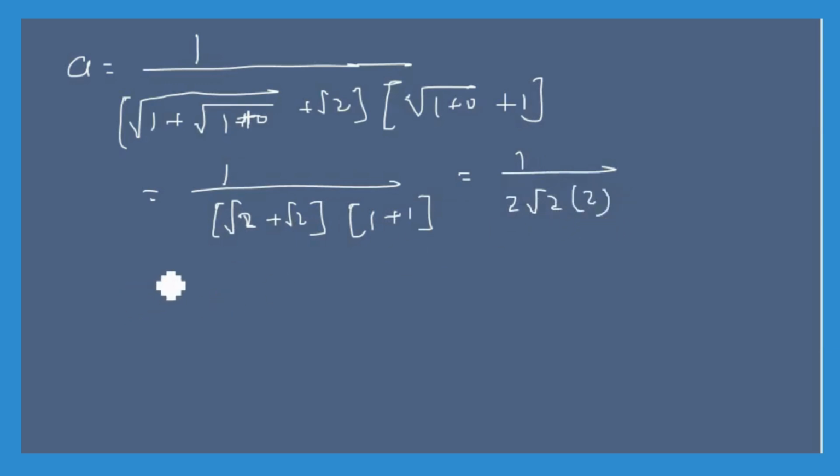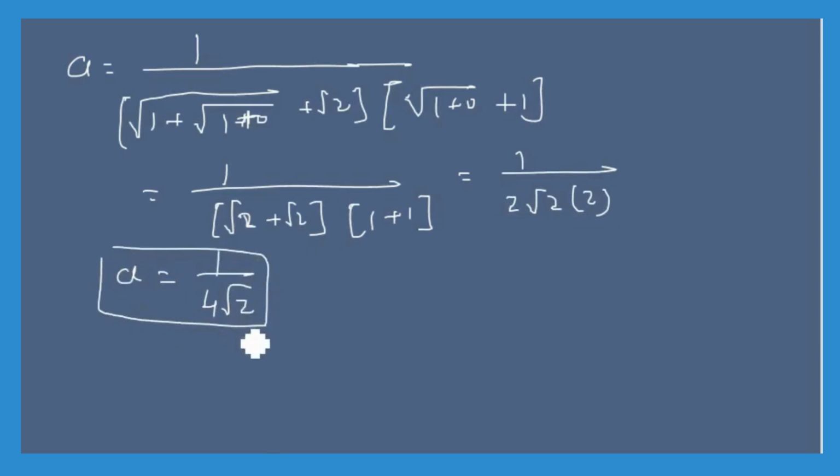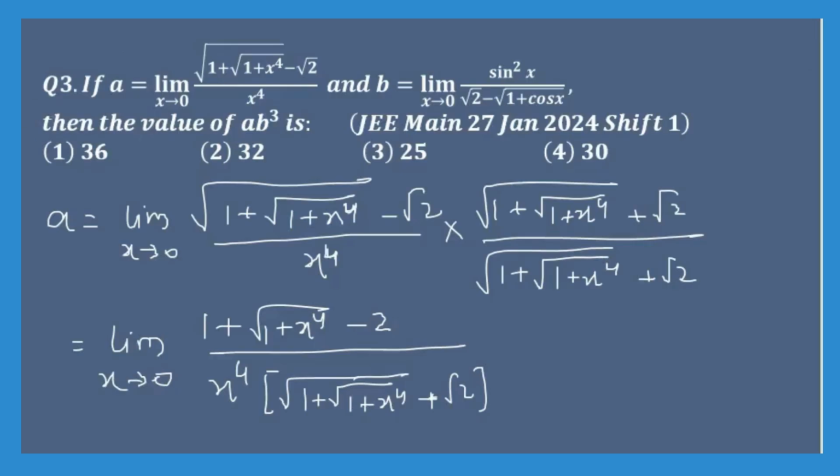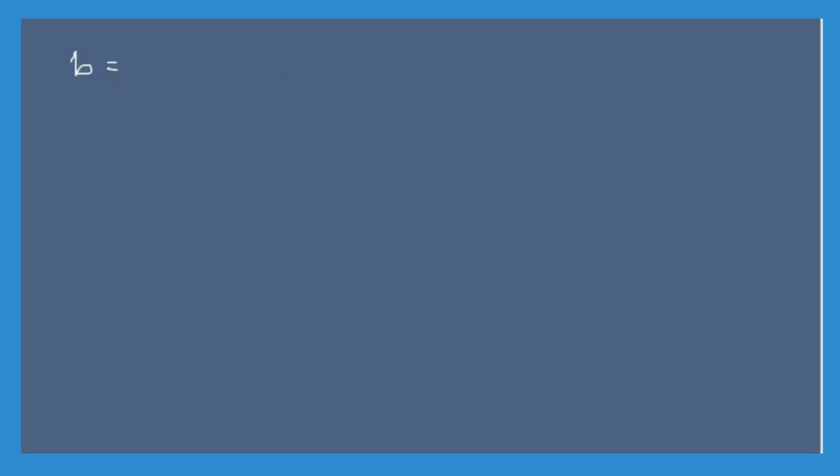So we get here the value of a as 1 by 4 root 2. Now we will find b. So what is b here? We can write b, if you see in the question, b is sine square x by root 2, limit x tends to 0.